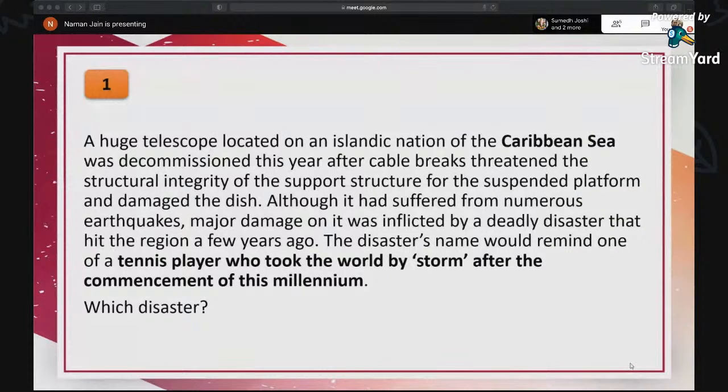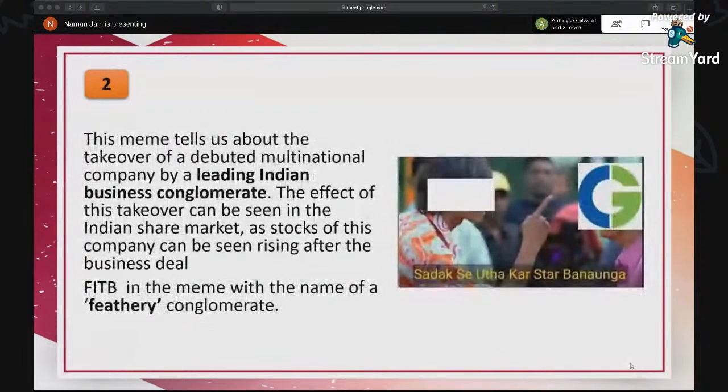Okay, enough time on this. Moving on to question number 2. Sumedh had a meme question, and Aatreya also has a meme question. So both these meme lovers have set 2 great questions on meme.